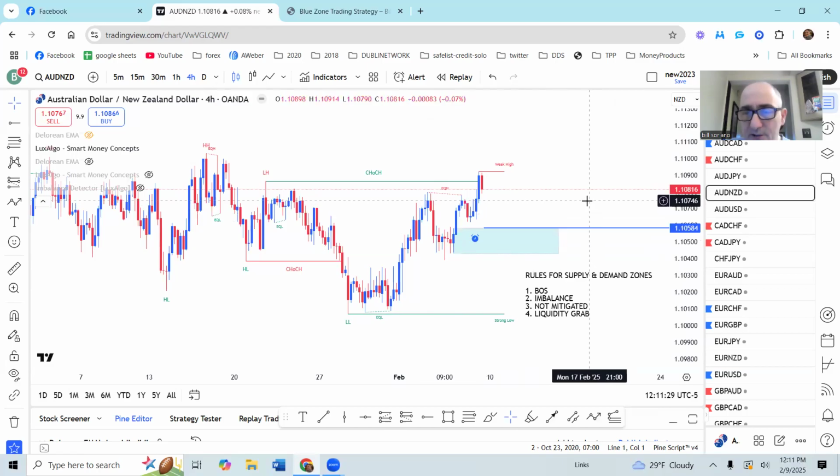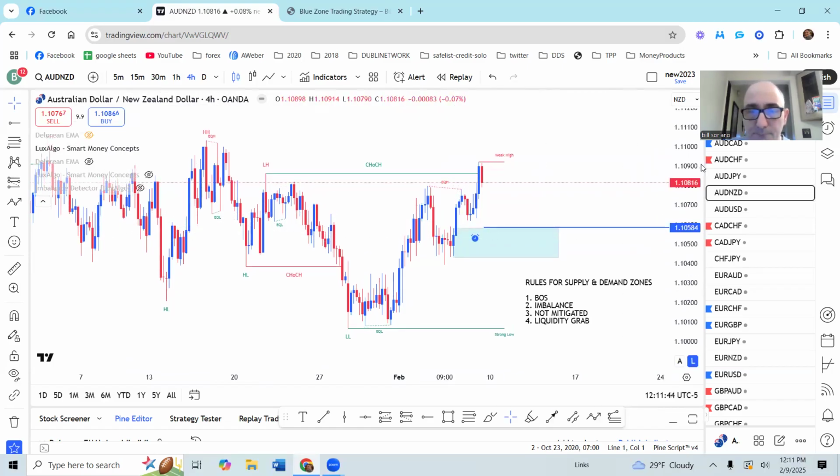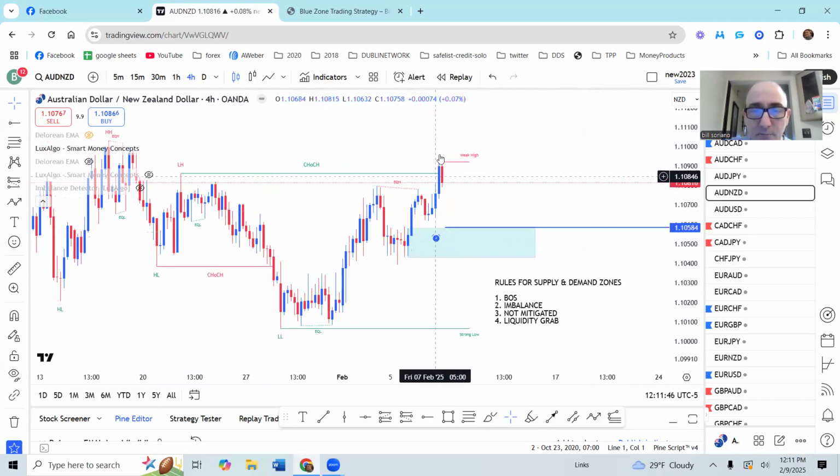Now, the big push candle, the rules for these supply and demand zones, of course, this is a demand zone, and we're on the 4-hour chart, is we need to get a break of structure, okay, after the push. So there's the momentum candle right there, which gives us the push. And then here's our break of structure.